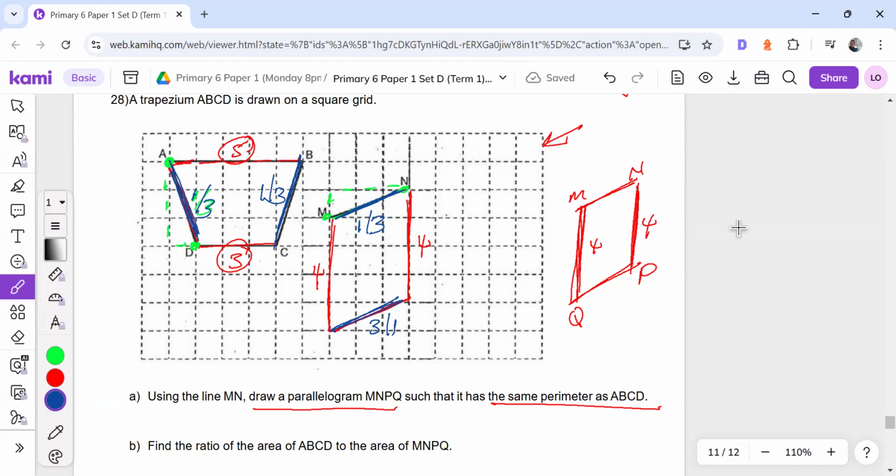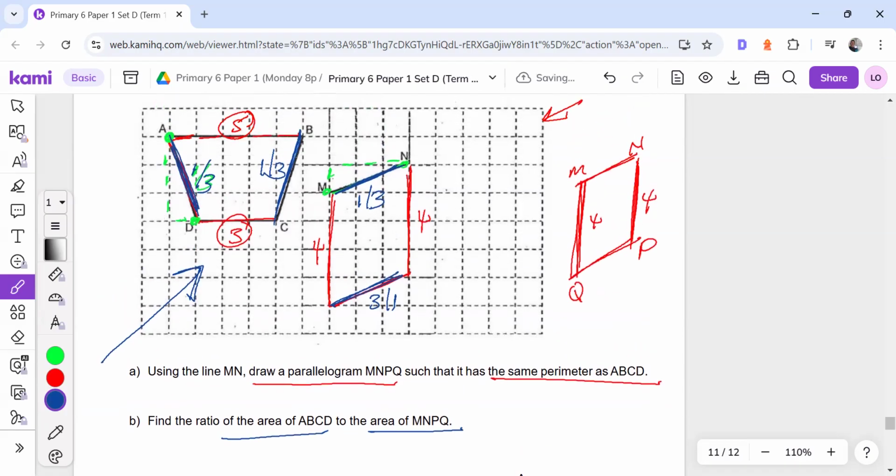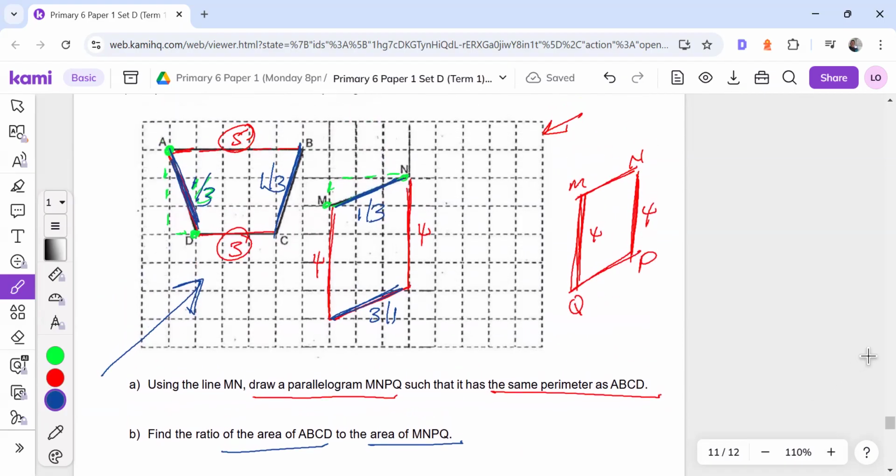Now this one, some schools may not have taught this, but if you come from my lesson, we have gone through the construction already, so you should know how to use the squares to draw. Now find the ratio of ABCD to MNPQ. So what is the ratio of ABCD? You will have to find the area. Then how to find the area?